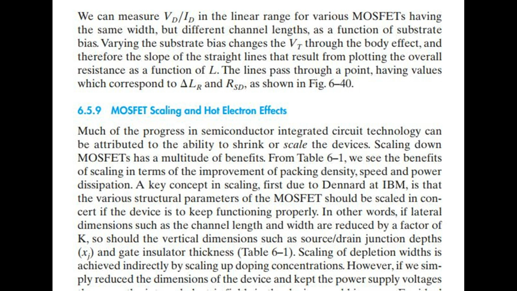Varying the substrate bias changes the V_t through the body effect, and therefore the slope of the straight lines that result from plotting the overall resistance as a function of L. The lines pass through a point, having values which correspond to ΔL and R_SD, as shown in Fig. 6.40.